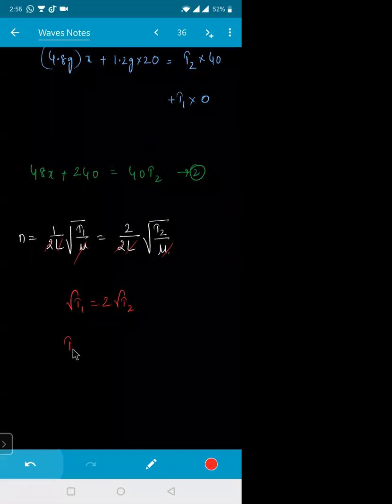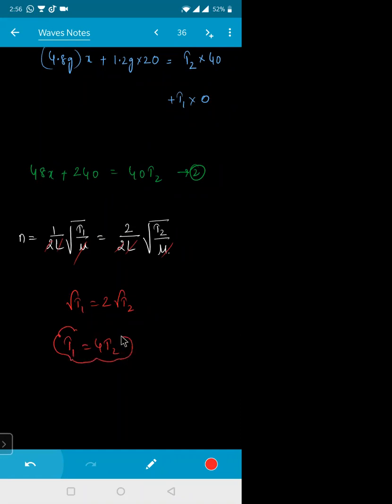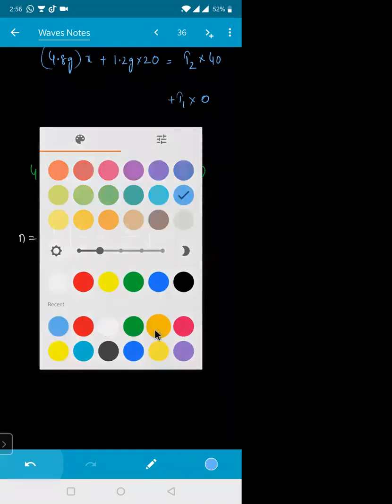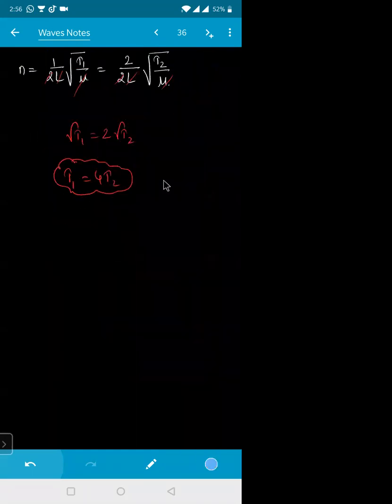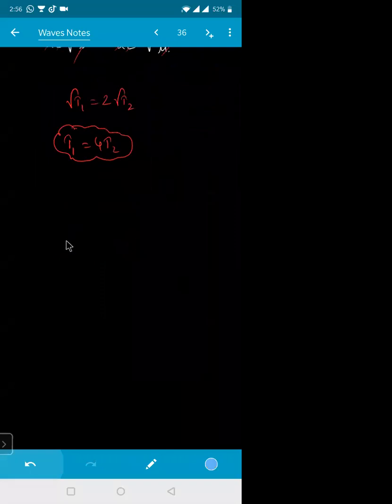That means T1 will become how much, beta? 4 times of your T2. So T1 is equal to 4 times T2. Clear? So this is your equation number 3. Now see, solving.